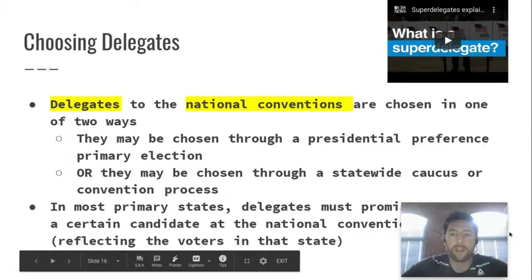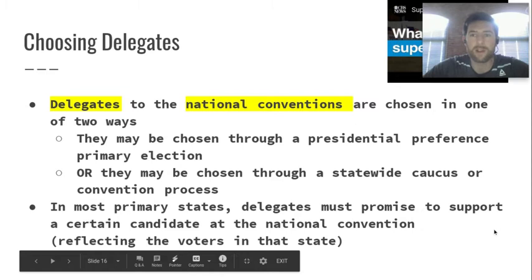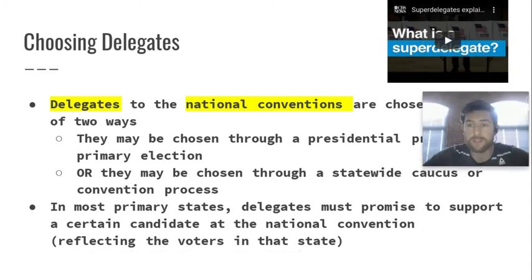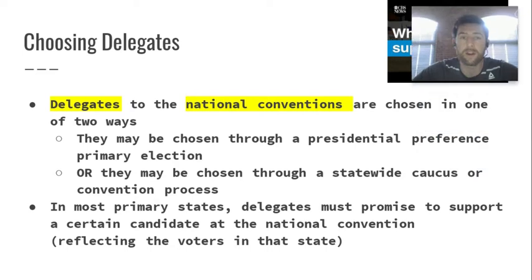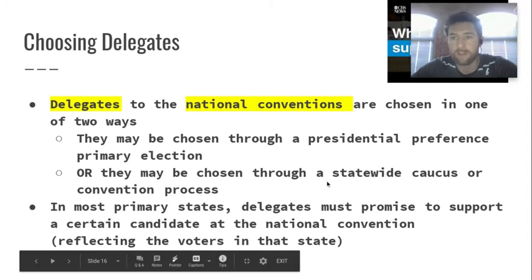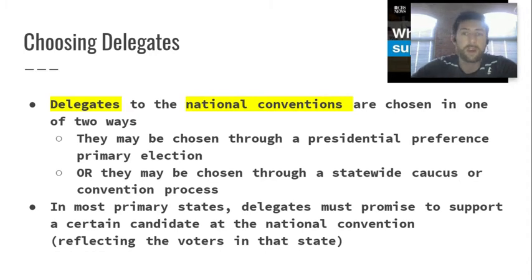And when it comes to choosing delegates, okay, we talked about that word delegate. There's a video here that talks about super delegates, which we'll talk about a little later. Delegates to the national conventions are chosen in one of two ways. To become a delegate, they may be chosen through a presidential preference primary election, like we talked about before, or they may be chosen through a statewide caucus or convention process. So, by one of those two ways, you can become a delegate.